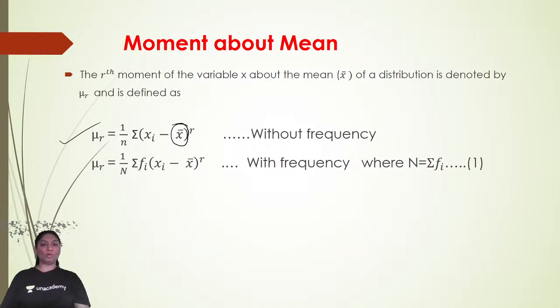Mu r is equal to 1 upon n summation of fi into bracket xi minus x bar bracket raised to r, with frequency, where n is equal to sum of fi. Here fi is given. Now we know how to calculate the mean whenever the frequency is given. Yesterday we have seen, by using that formula, mean x bar is equal to summation of fi into xi upon n. Here we will use that to calculate the moment about mean. This is the formula we will use.